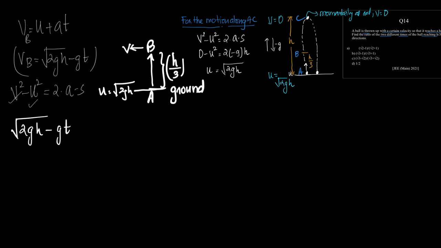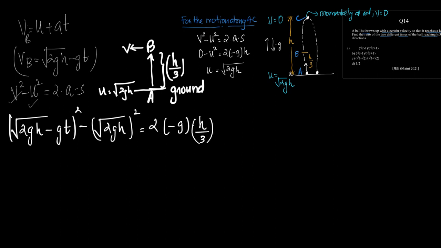Oh, this doesn't make sense, because it will make the equation very complex. Anyway, let me just write down that part also. So v square minus u square, with u being root of 2gh the whole square, is equal to 2 into A into S, where A is minus g and S is h by 3 here, right?